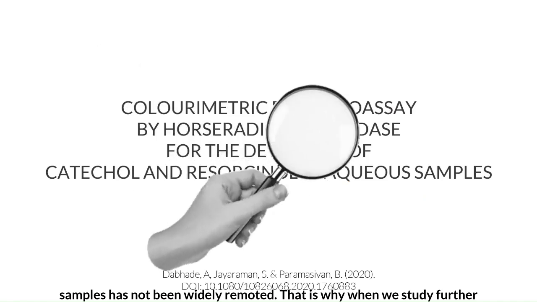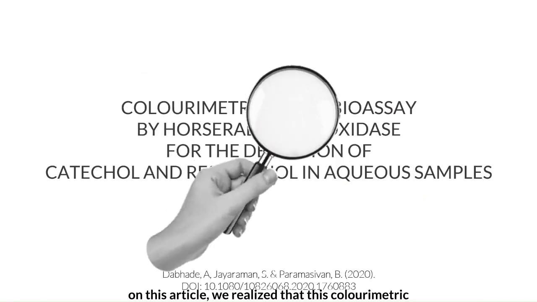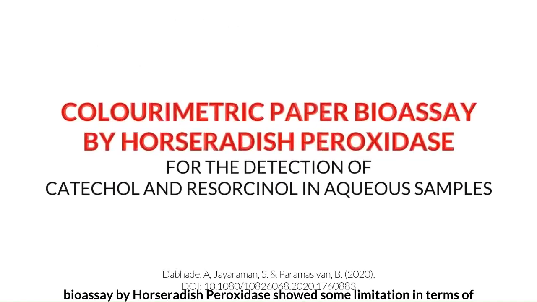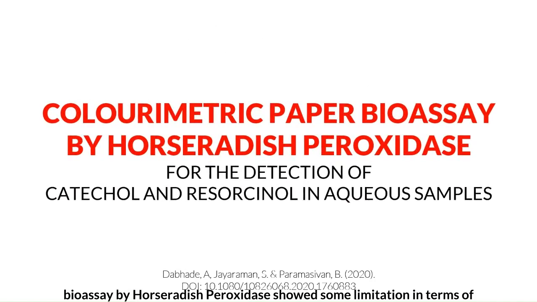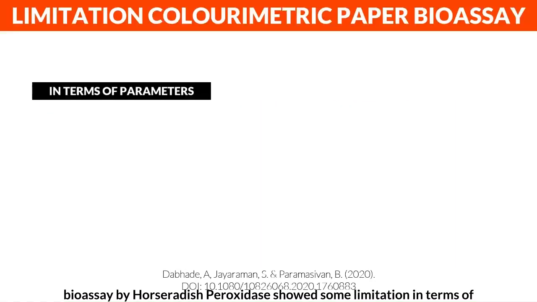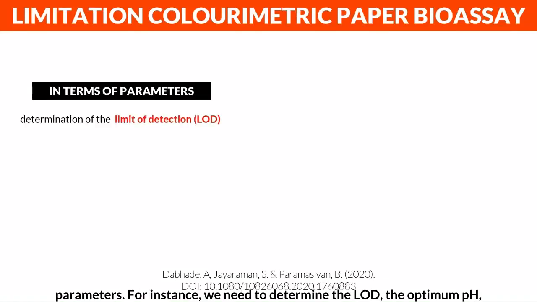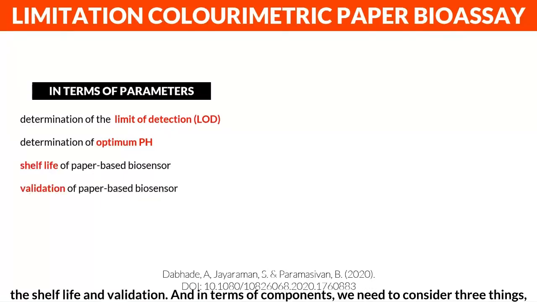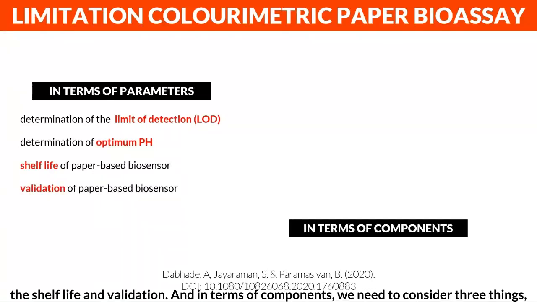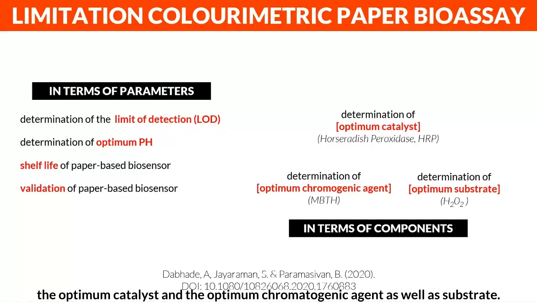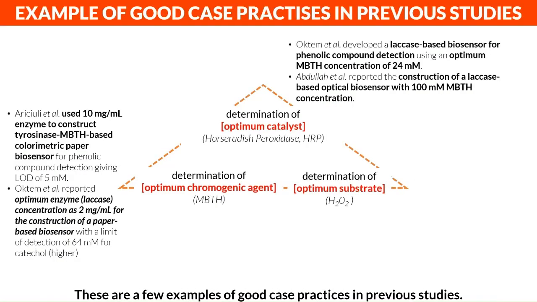That is why when we study further on this article, we realize that this colorimetric bioassay by horseradish peroxidase showed some limitations in terms of parameters. For instance, we need to determine the LOD, the optimum pH, the shelf life, and validation. And in terms of components, we need to consider three things: the optimum catalyst, the optimum chromogen, as well as the substrate. These are a few examples of good practices in previous studies.